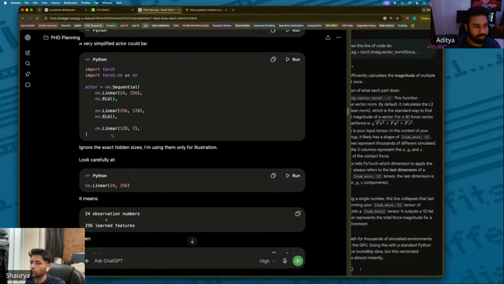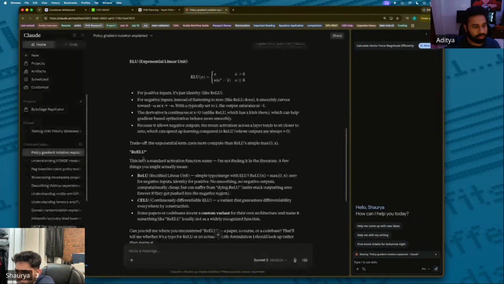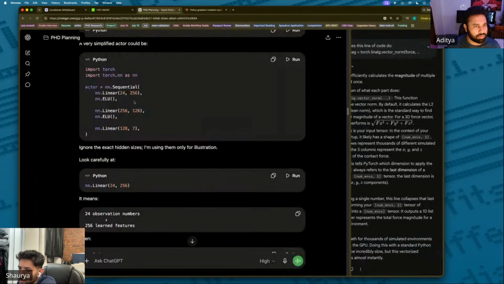I see. Okay, I understand this part now. For positive inputs, it's just identity like ReLU. So x is equal to x for x greater than 0. But for x smaller than 0, alpha of e to the power x minus 1. I get this now. So for negative inputs, instead of flattening to 0, it smoothly curves towards minus alpha as x goes to minus infinity, with alpha typically set to 1. The output saturates at minus 1. Got it. So ELU is better than ReLU.